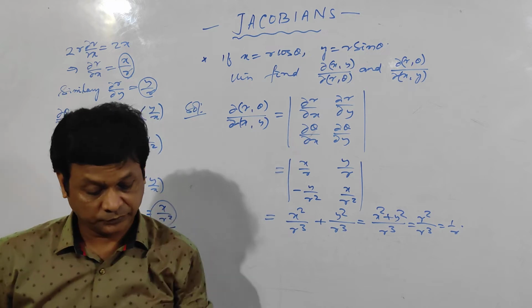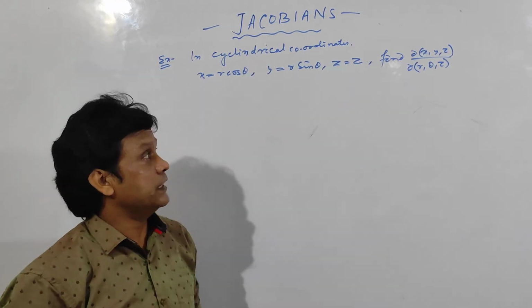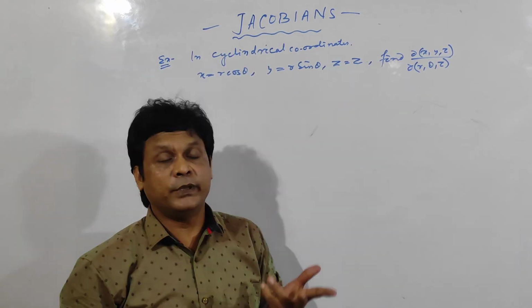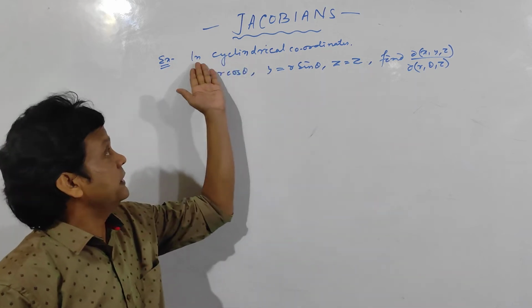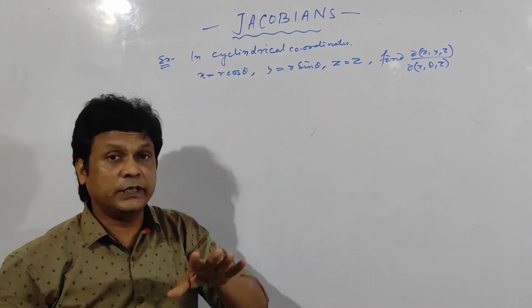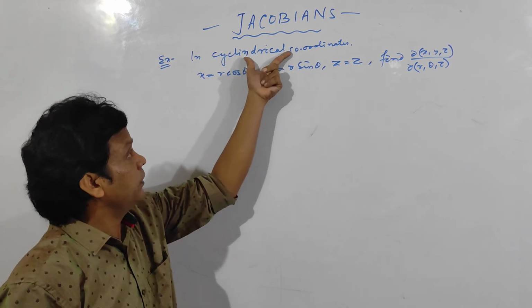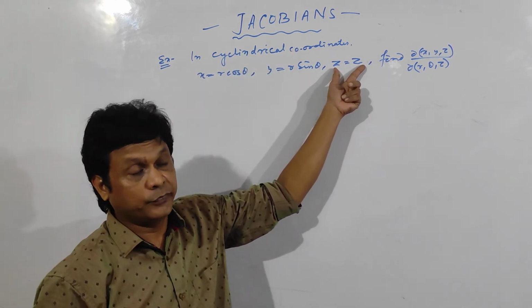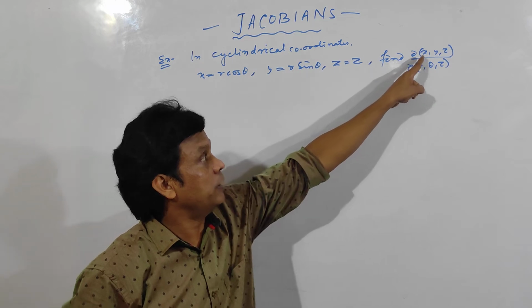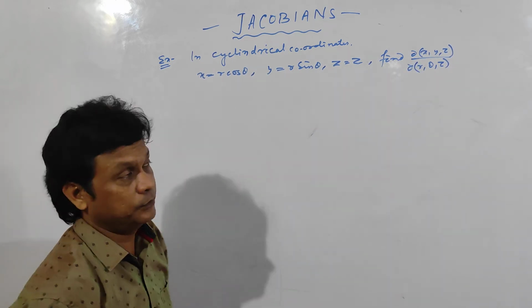Clear? See, in the first example I have given the polar coordinates, and this is for the cylindrical coordinates. For polar coordinates, x equals r cos theta and y equals r sin theta, only these two. And in cylindrical coordinates, z is equal to z. Here, you want to find out the Jacobian of x y z with respect to r theta z.